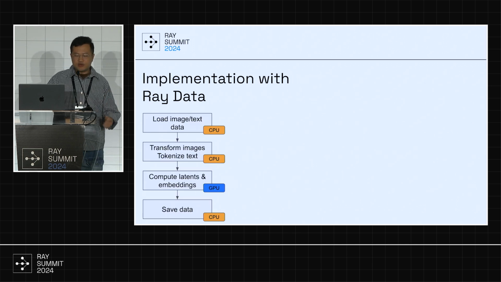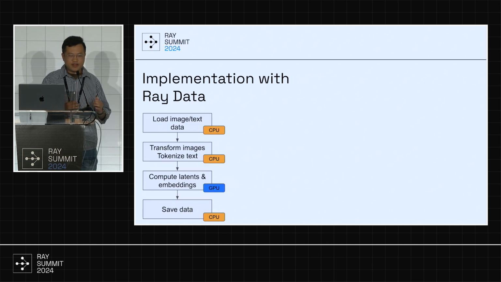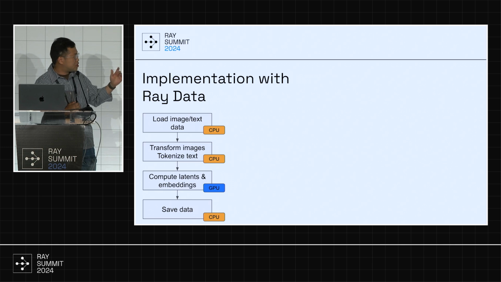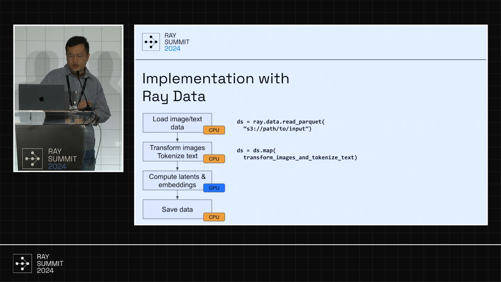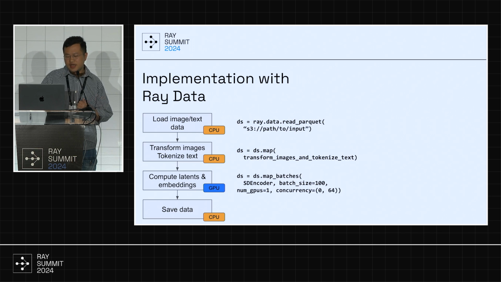So to implement this with Ray Data, we define such a typical 4-stage data pipeline. So first, we use the read parquet API to load the raw image and the text data from cloud storage. And then we use a map function to apply image transformation and text tokenization. And thirdly, we use map batches to apply the encoding logic to the data using GPU resource. And lastly, we use write parquet to write the results back to cloud storage.